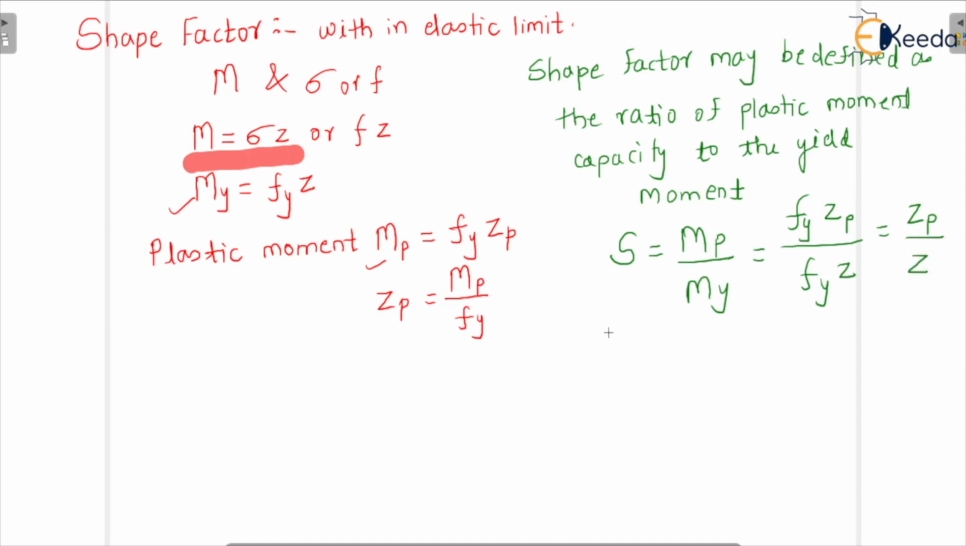You have to remember that shape factor is always greater than unity. Why is it greater than unity? Because the plastic moment capacity Mp is more than the yield moment, as we have seen in the previous class. The shape factor is a property of the section. So we can see the shape factor for various sections with a few examples.